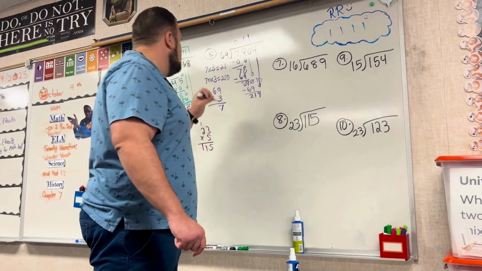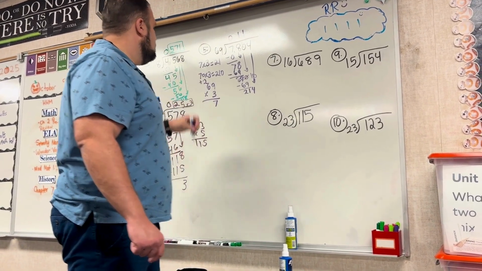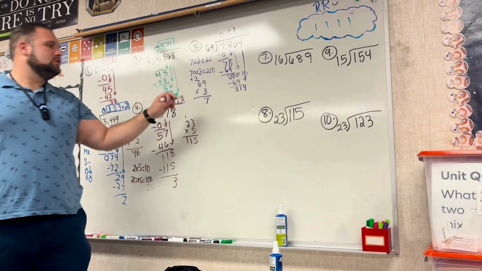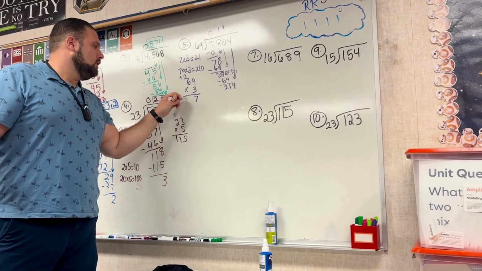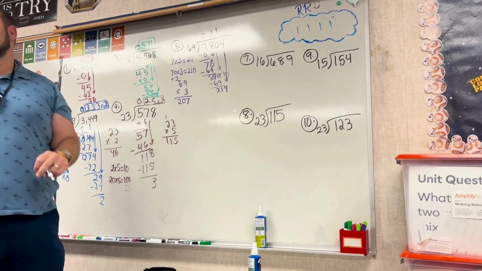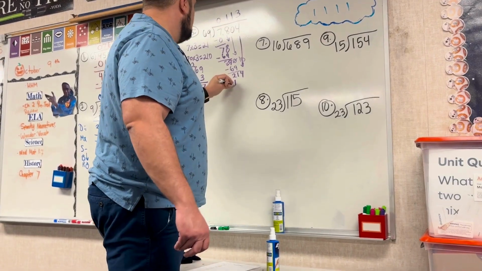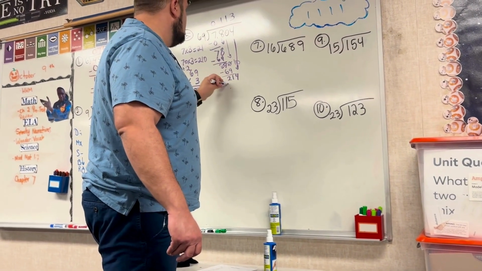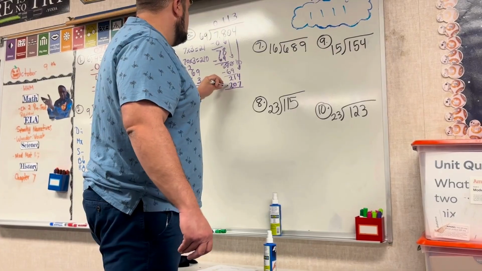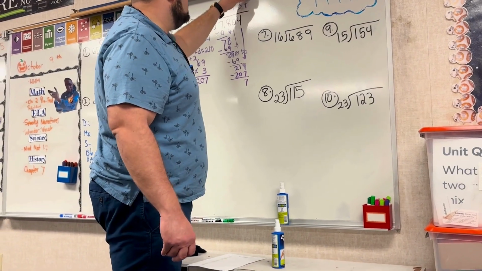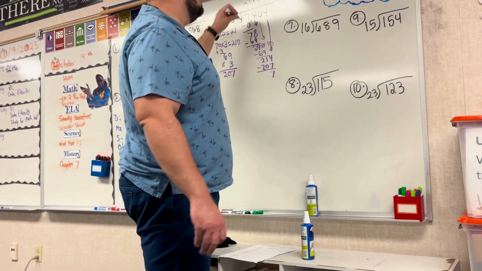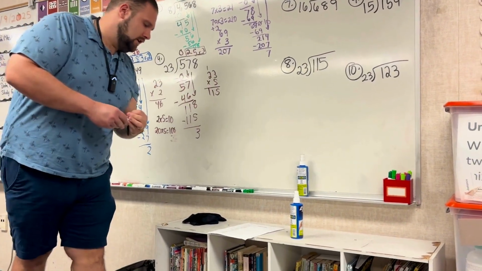Good job, Avon. 3 times 9 is 27. 3 times 6 is 18. Plus 2 is 20. And yeah, that's as close as I can get to 214 without going over. So it's going to be 3 times. And you're going to subtract 214 minus 207. And you have 7 as your remainder. So your final answer is 113, remainder 7, okay?